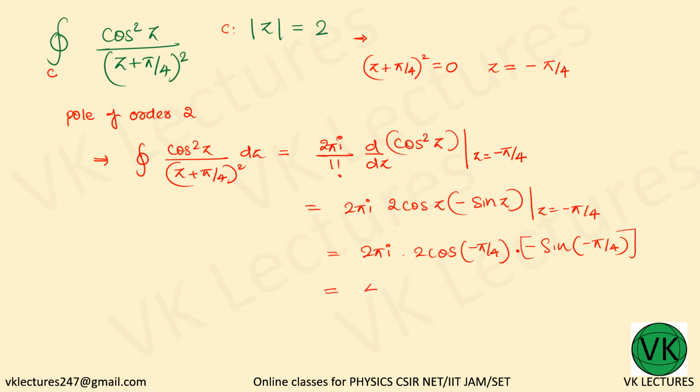That's equal to 4 pi I. Cos of minus theta is cos theta, so cos pi by 4 is 1 by root 2, minus, so sine of minus theta is minus sine theta, minus of minus is plus, so that is again 1 by root 2. So that's equal to 4 pi I divided by 2, that's 2 pi I.